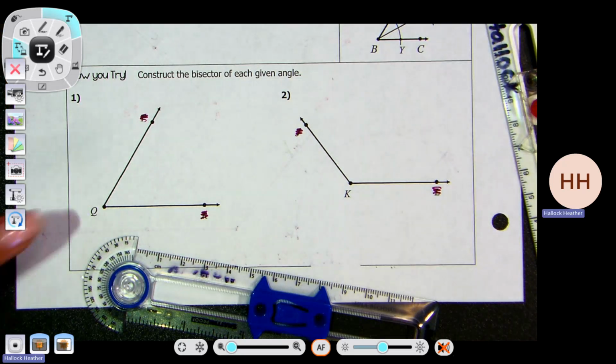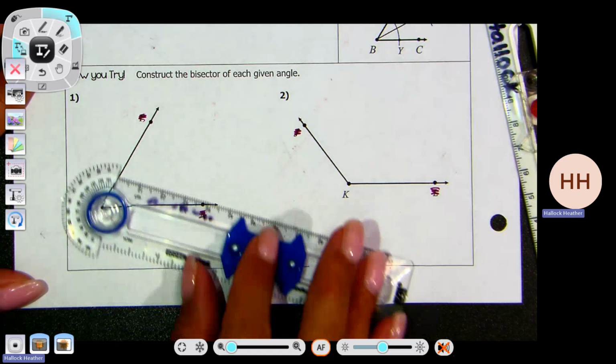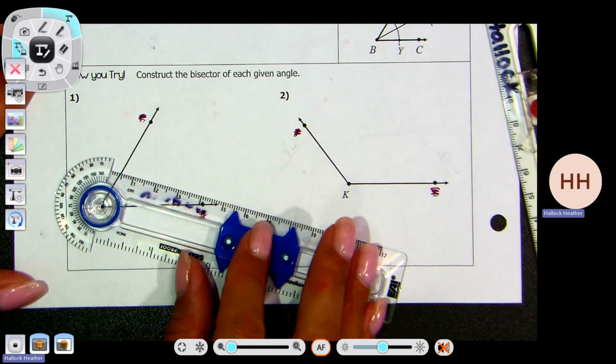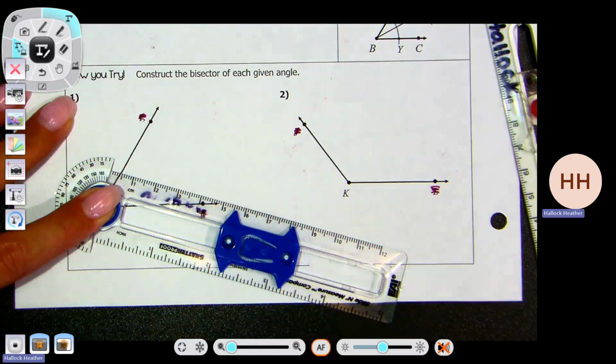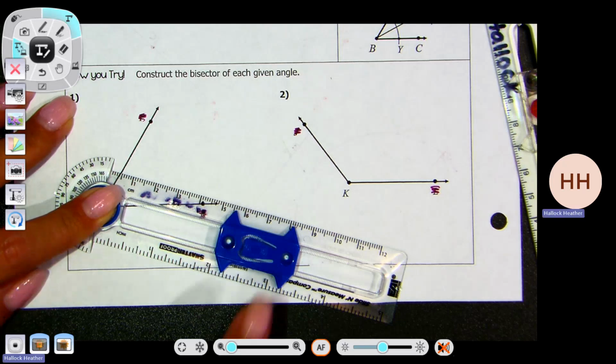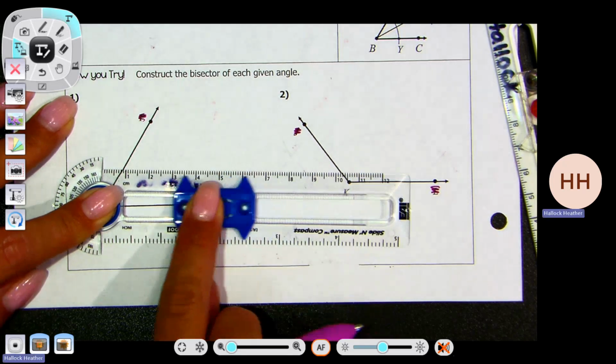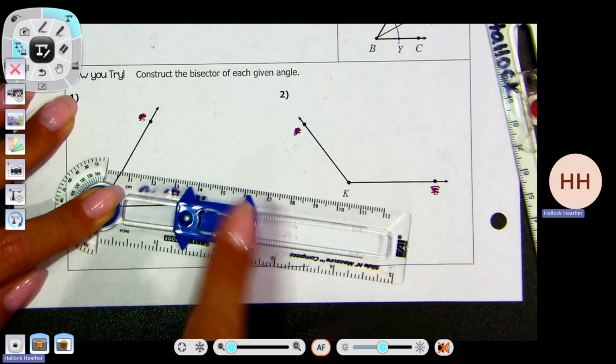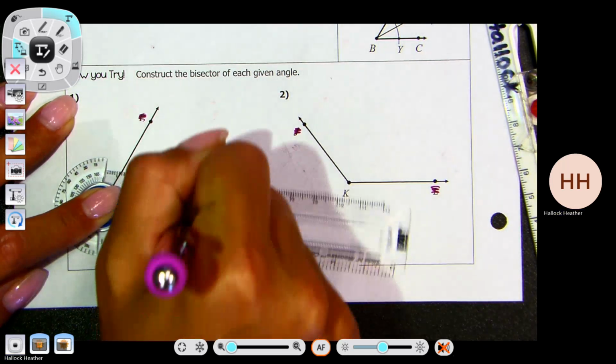So we're going to start at Q. We're going to put our compass on Q. You are going to open up to more than half the distance. And you're going to draw an arc that goes through both sides of your rays. So do not use those points. We're going to make our own points.